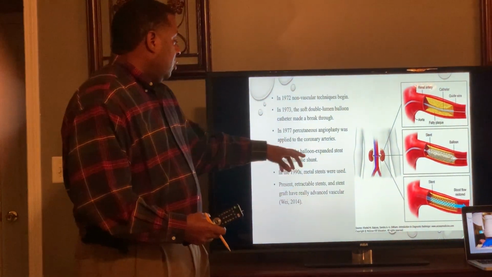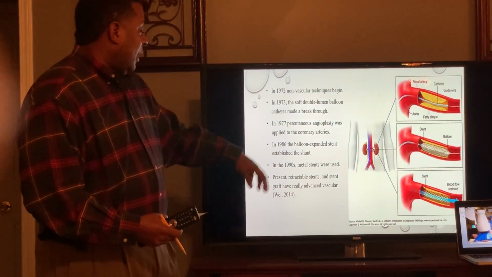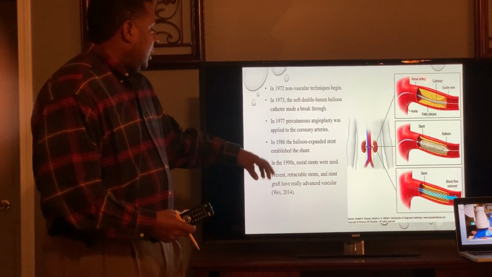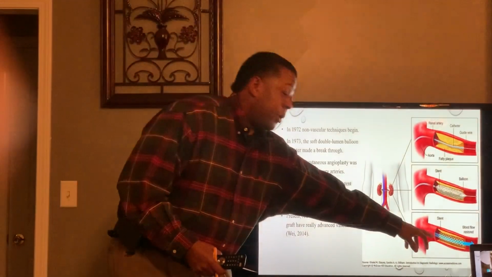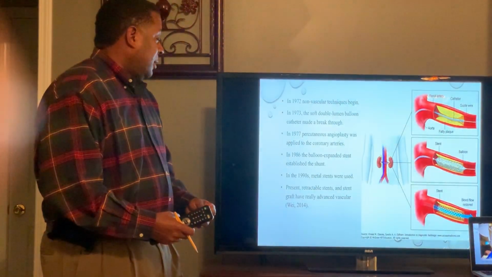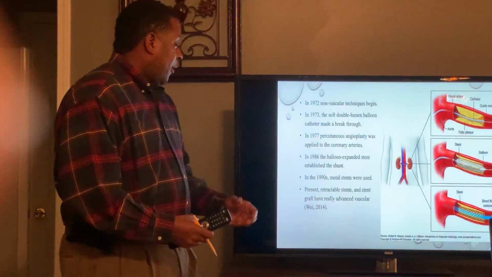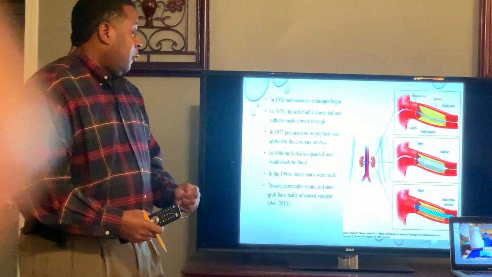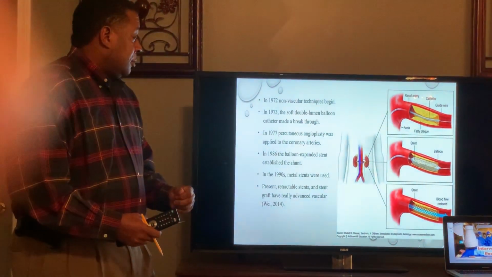And like I said, the balloon goes through there, which was invented in 1986. In 1990, that's when the metal stents came about. And today we have all different kinds of stents. We have plastic ones, retractable ones, grafts, all different kinds. And they're used in advanced forms of vascular radiology.